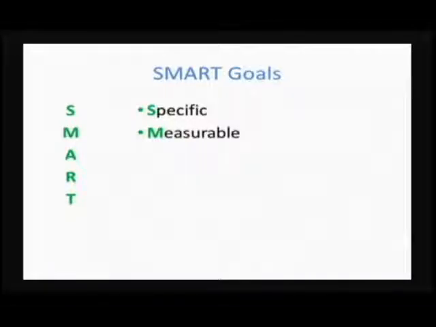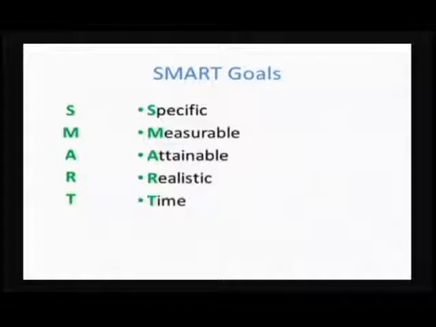If you can measure it, then you know when you've achieved that goal. The goal needs to be attainable. If I set a goal to save $1 million in 1 year, and I only make $30,000 a year, that's not an attainable goal. We need to make sure it's attainable. It needs to be realistic. If it's not realistic, you're going to be frustrated because you're never quite reaching your goal. And the last thing that makes a goal effective is the time element. When do you want to achieve that goal?